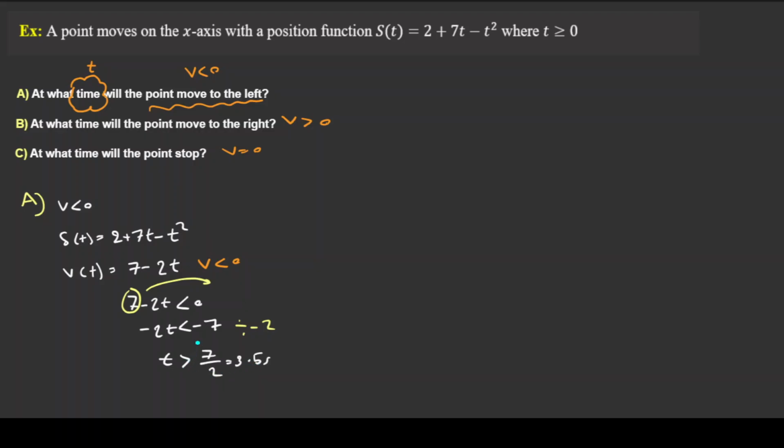So when t is greater than 3.5, we can do a number line check, guys. With 7 over 2, 3.5, when t is greater than that, it's not included. So velocity is negative. It means after 3.5 seconds, the particle moves to the left. Now we're going to solve parts B and C.